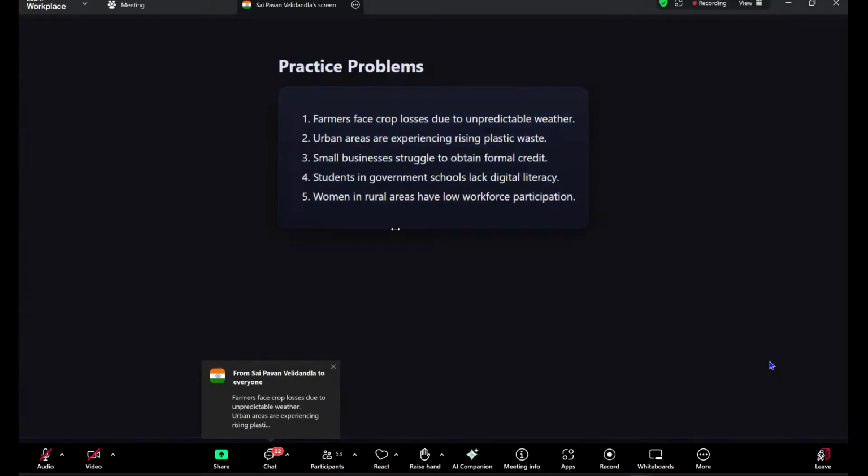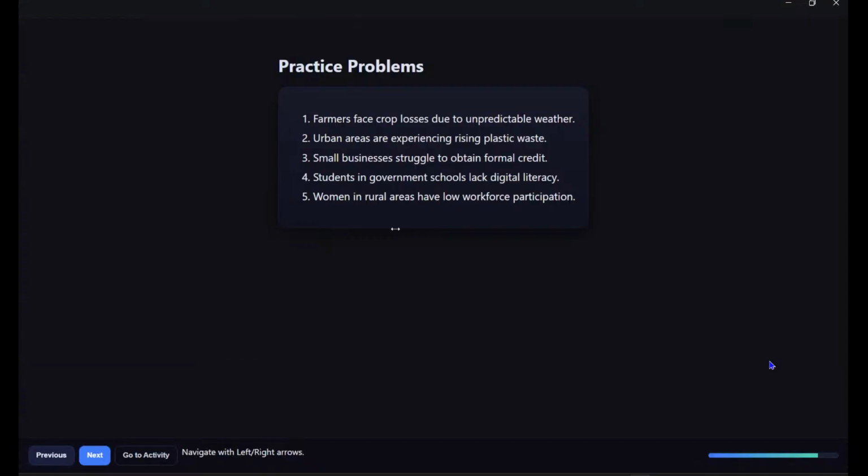So you can see here, farmers face crop losses due to unpredictable weather. What can we do about it? Urban areas are experiencing rising plastic waste. What can we do about it? Small businesses struggle to obtain formal credit. So in the same way, students in government schools lack digital literacy. Why?